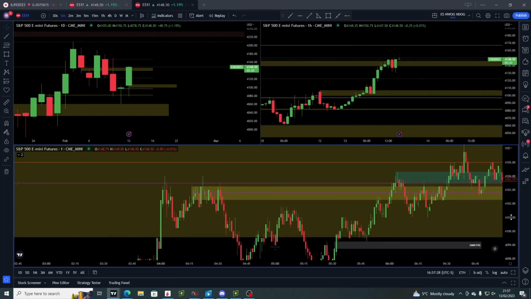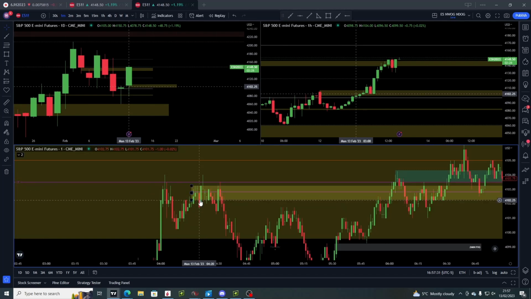We formed balanced price range. So you can see this balanced price range here, when price runs up and then runs down in exactly the same amount. For me, my eyes are immediately drawn to that as balanced price range, right? And I'm looking to see how price reacts around that.